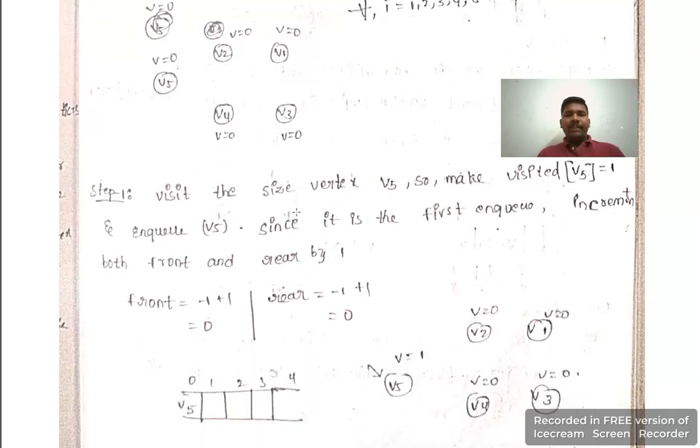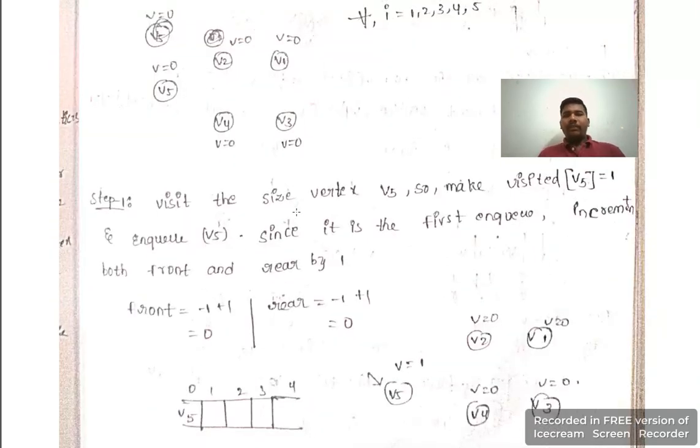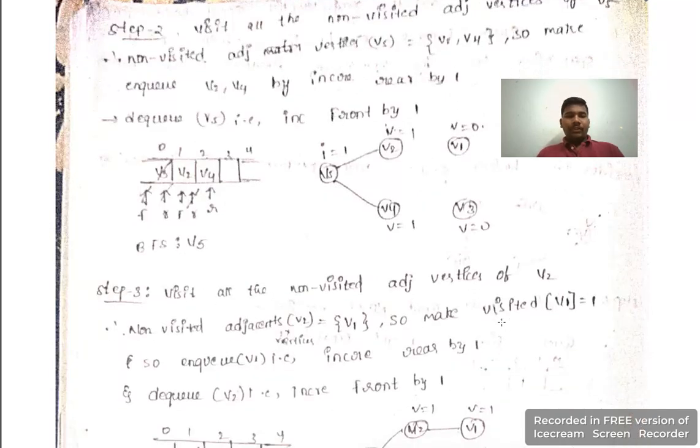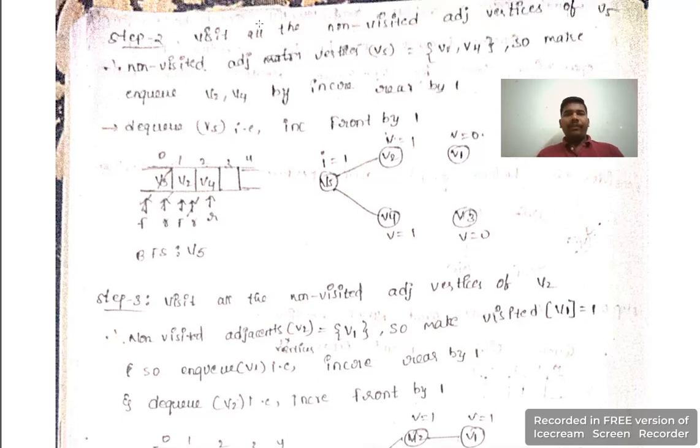Then step 1, visit the source vertex V5. So make visited of V5 equal to 1 and NQ V5. Since it is the first NQ, increment both front and rear by 1. Front equal to -1 initially, so incrementing front and rear by 1, both are zeros. That means NQ V5 in the 0th position. V5 is visited, so V is equal to 1 and the remaining 4 are non-visited, so V is equal to zeros. And step 2, visit all the non-visited adjacent vertices of V5.